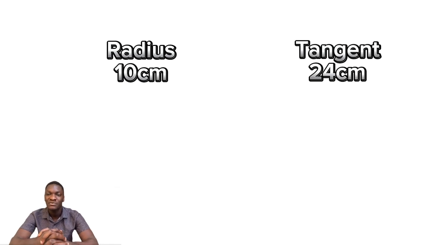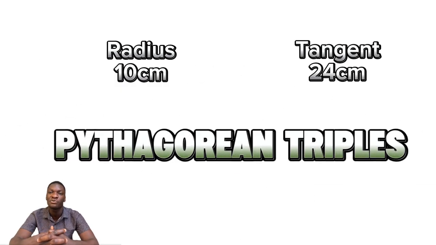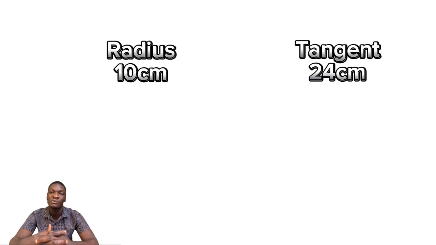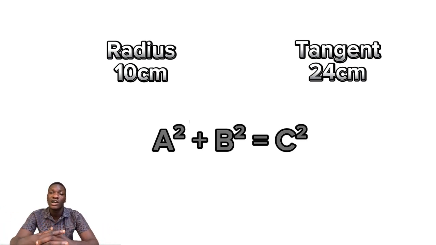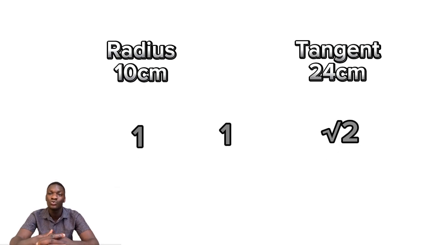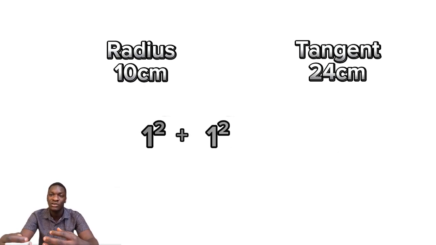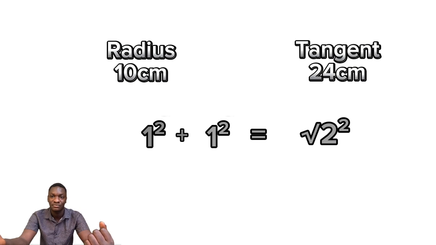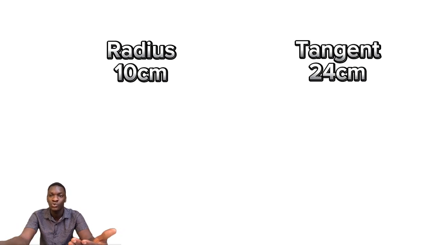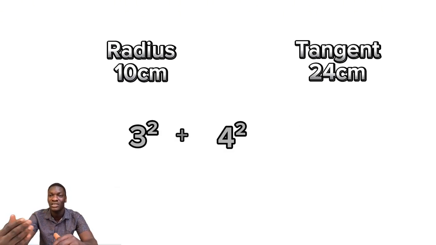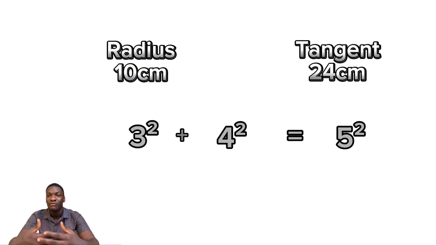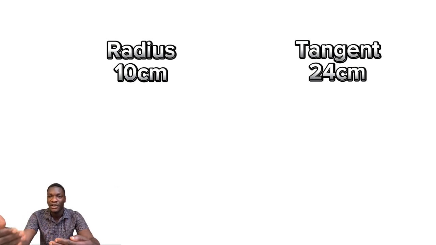But we should remember something from Pythagorean triples. Now, if you don't know Pythagorean triples, then they are three numbers that form the rule a squared plus b squared equals c squared. So we can have 1, 1, and square root of 2, meaning that 1 squared plus 1 squared equals square root of 2 squared. So those are Pythagorean triples. We also have 3, 4, 5, meaning that 3 squared plus 4 squared equals 5 squared. So 3, 4, and 5 are Pythagorean triples.